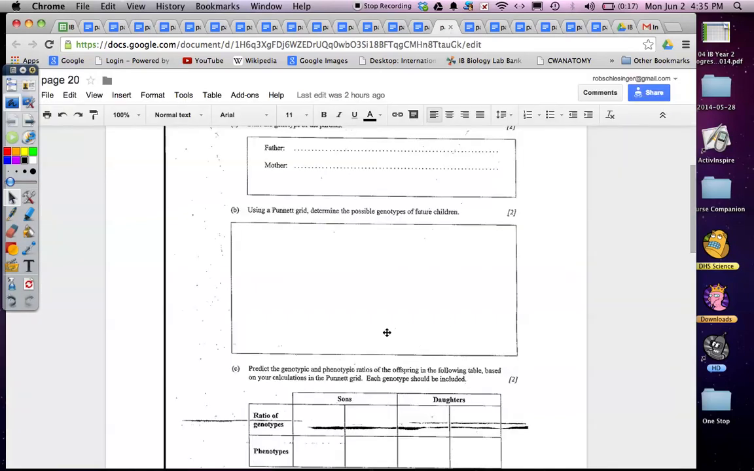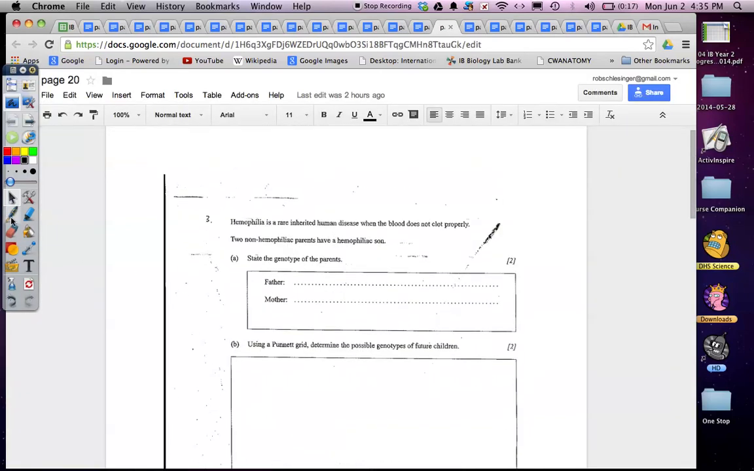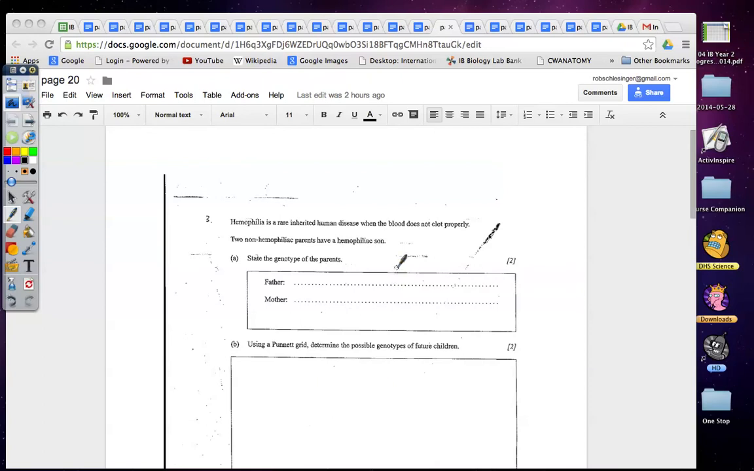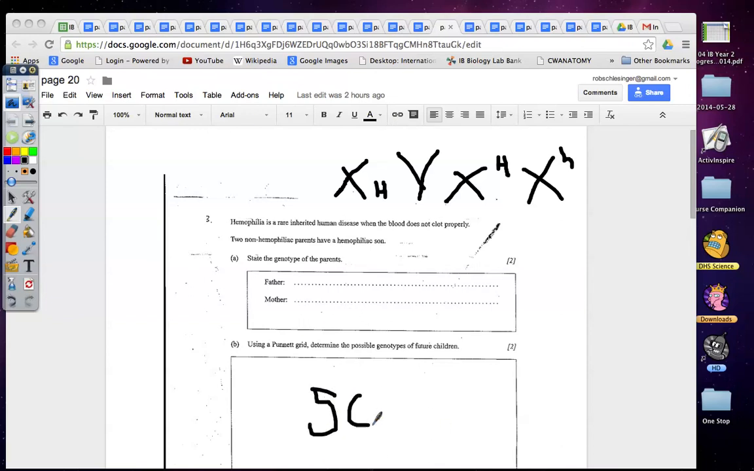Moving on to the sex-linked problem. A lot of people struggled with sex-linked problems as well. So you've got to remember that hemophilia is an X-linked recessive disorder. In this case, our husband doesn't have it, but our wife is a carrier. So she also doesn't have it, but she carries it. So if you were to do this cross, you would find out that their son has a 50-50 chance of getting hemophilia.